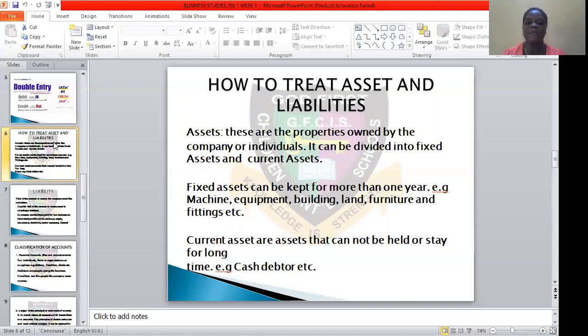Then the second type of assets that we are talking about is current assets. Current assets cannot stay for too long. It belongs to you, quite all right, but you use it almost immediately. An example of it is cash. If you have money with you, you can spend the money at any point in time. It is your asset, but it doesn't stay long. And debtors is another example of current assets.